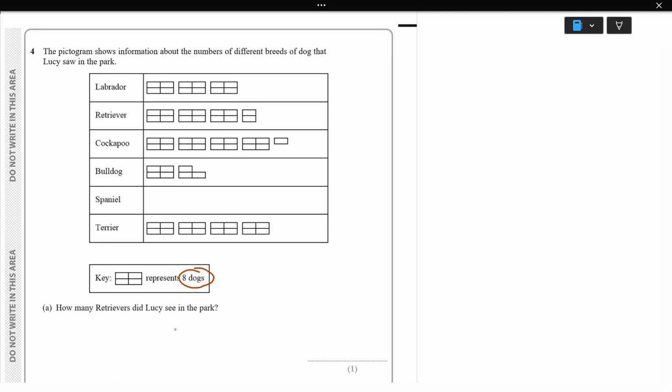How many retrievers did Lucy see in the park? Retrievers is here. As per this, one full 4-square rectangle is going to be 8. So this is 8, 8, 8, and each small box is going to be 2, because 4 boxes become 8, that means 2 each. So 2 plus 2 is 4. When we add up all, 8 plus 8 is 16, 16 plus 8 is 24, 24 plus 4 is 28. So the answer is 28.